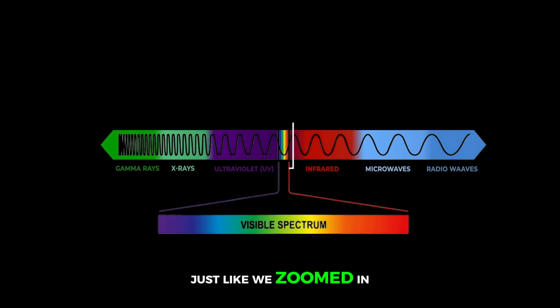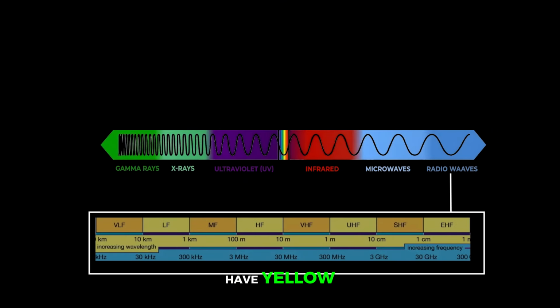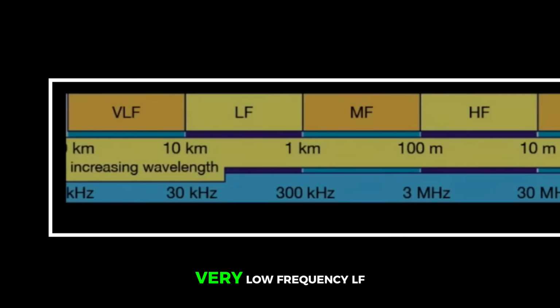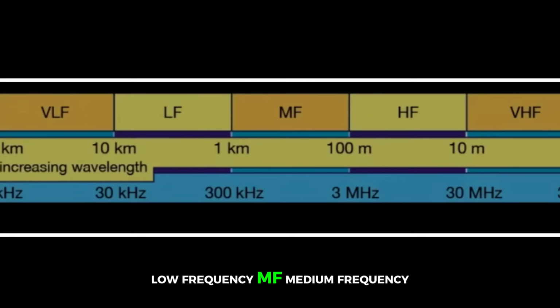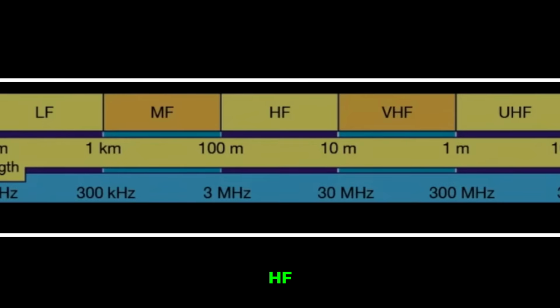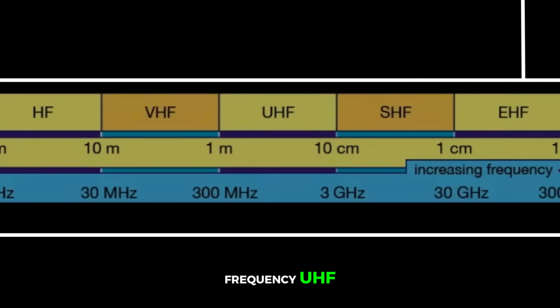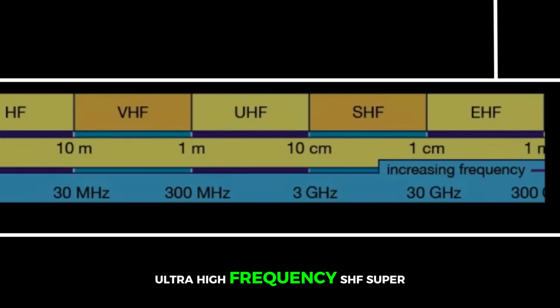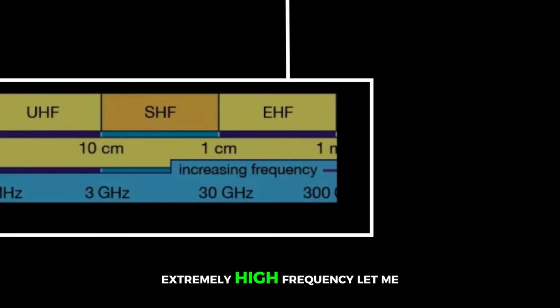Now let's talk about wireless communication. Just like we zoomed in on the visible spectrum for human eyes, let's zoom in on radio waves. In the visible spectrum, we have yellow, red, orange, violet. Here, we have VLF, very low frequency, LF, low frequency, MF, medium frequency, HF, high frequency, VHF, very high frequency, UHF, ultra high frequency, SHF, super high frequency, EHF, extremely high frequency.